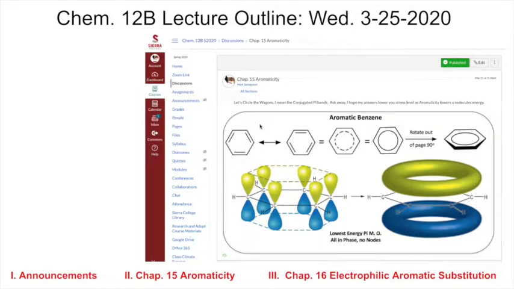This is our Canvas site that I'm setting up, and got a lot going on now. A couple things I wanted to point out was the discussion section. Post and read questions here. So if you have a question for me, instead of emailing me, post it here in the discussion board, and then I'll answer it, and everyone can see it.